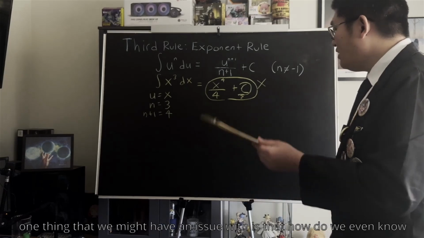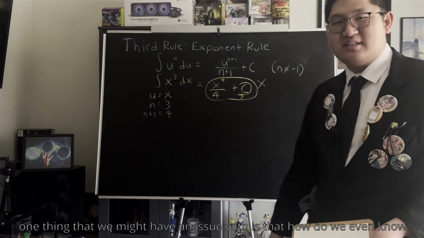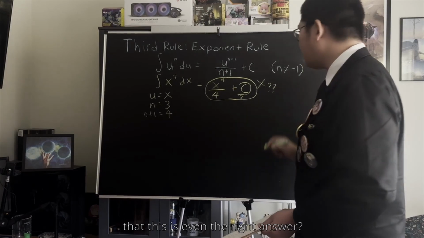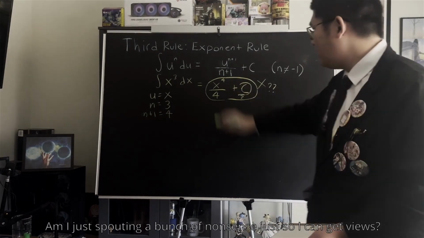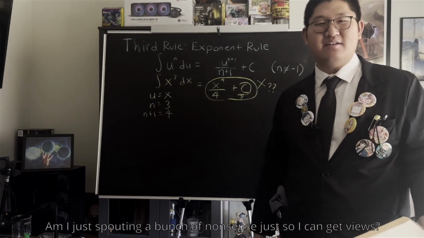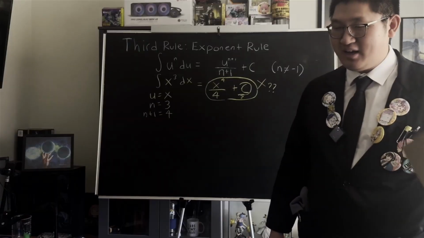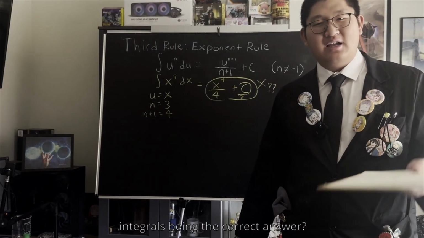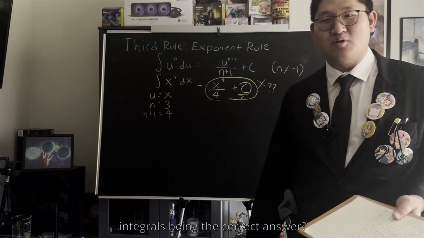And so, one thing that we might have an issue with is how do we even know that this is even the right answer? Am I just spouting a bunch of nonsense just so I can get views? Maybe, maybe not. So, what is the way that we can check for integrals being the correct answer?